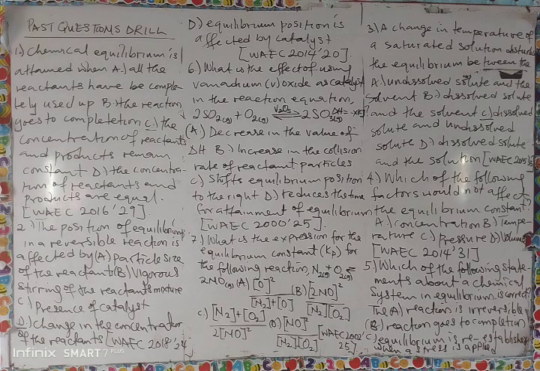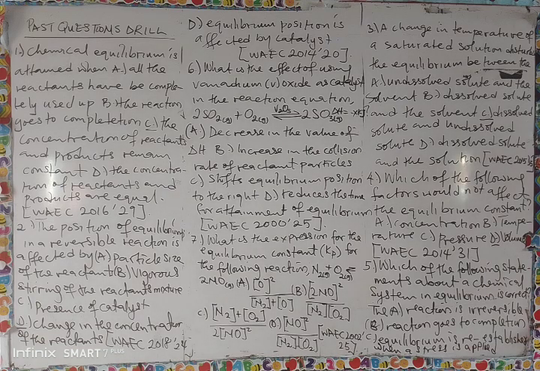Number 4. Which of the following factors will not affect the equilibrium constant? There are three factors: concentration, pressure, and temperature. So which one is not there? Volume. A. Concentration. B. Temperature. C. Pressure. The only one that is different is volume.